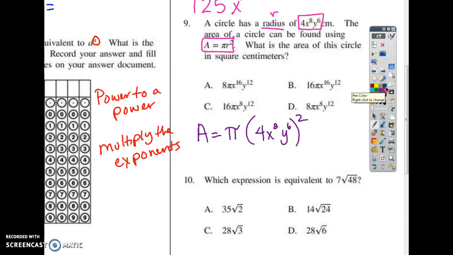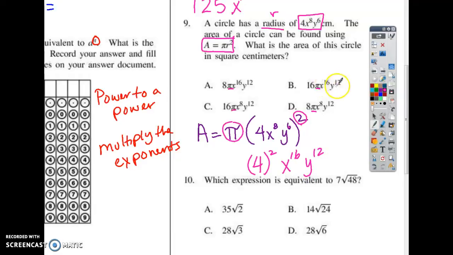Okay? Do not worry about the pi. All the answers have a pi, so you don't have to worry about pi. The only thing you need to worry about is this. So what do I do with the square? You multiply the exponents, and what do you do with the big number? You do 4 squared. And then you multiply. It's not the same thing. 8 times 2, 16, and 6 times 2, 12.